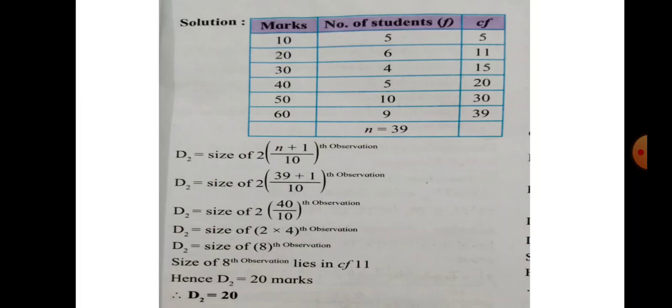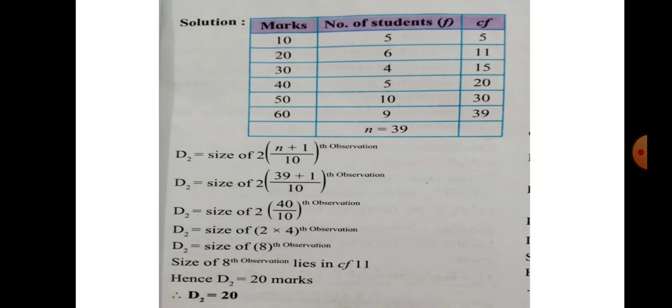First you have to arrange the data in vertical form, that is in ascending order, so it is easy to understand. In the first column, marks 10, 20, 30, 40, 50, 60 in ascending order. In the second column, number of students, that is known as frequency: 5, 6, 4, 5, 10, 9. What is the total frequency here? 39, that is denoted by small letter n here.